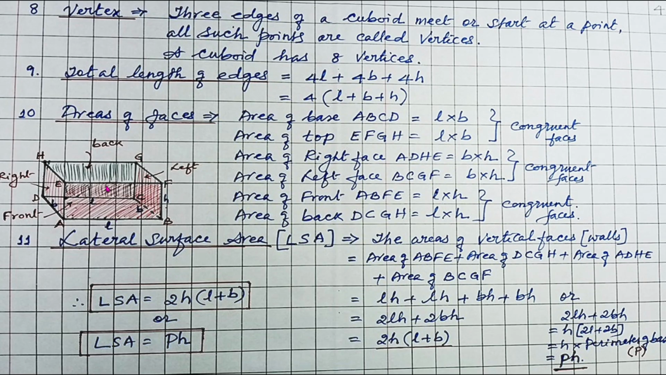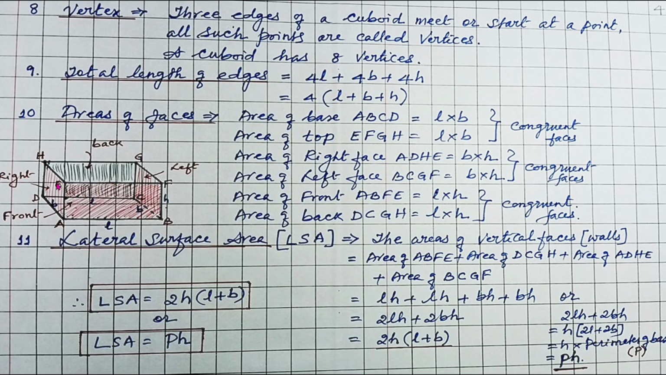As we know, a cuboid has 6 rectangular faces, that means 1, 2, 3, 4, 5, 6. There are 3 pairs of rectangular faces. The area of the base, that is ABCD, is length into breadth because it's a rectangle. The area of the top is again length into breadth because they are congruent faces here.